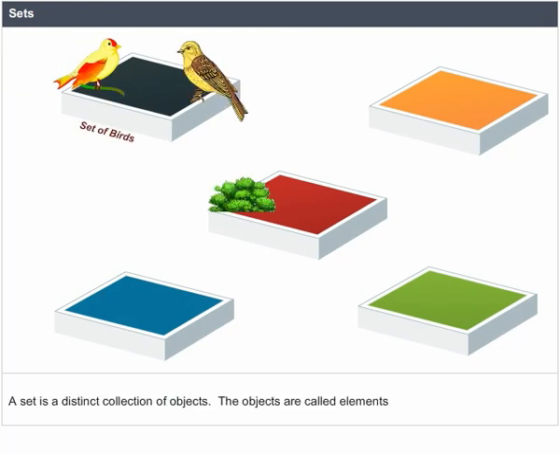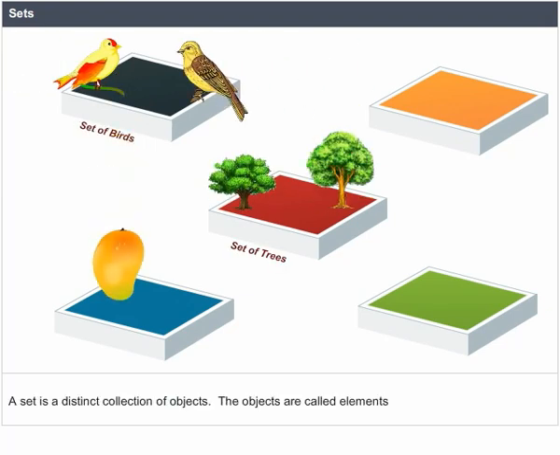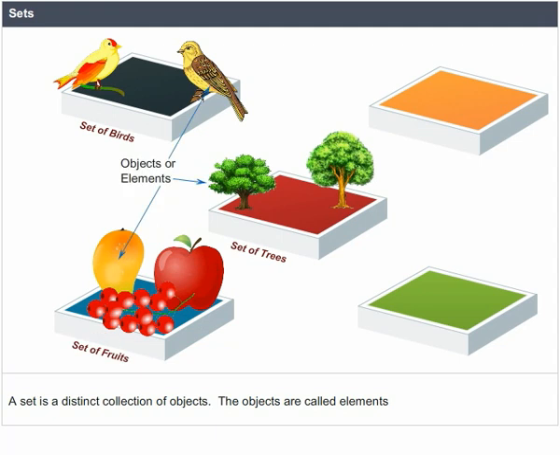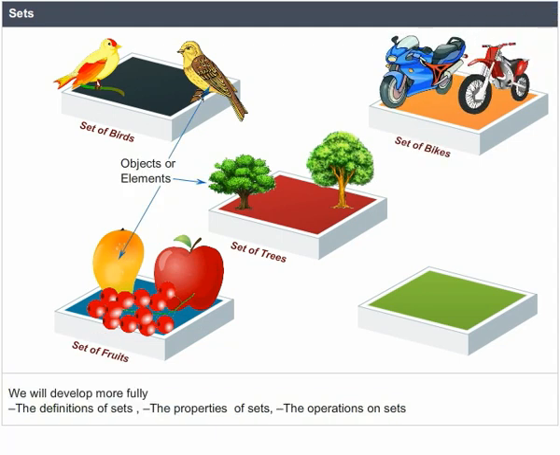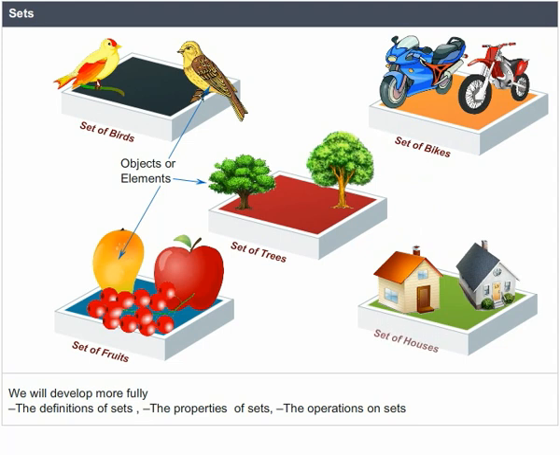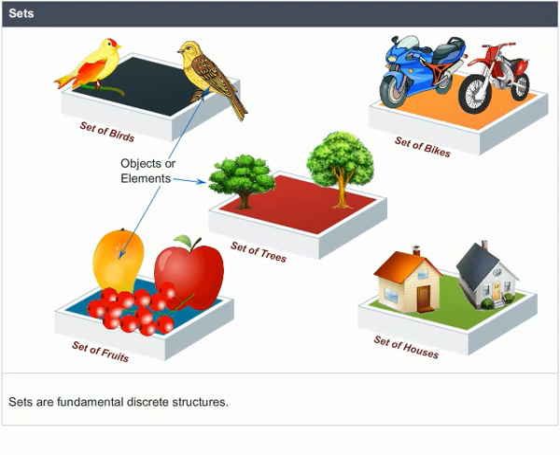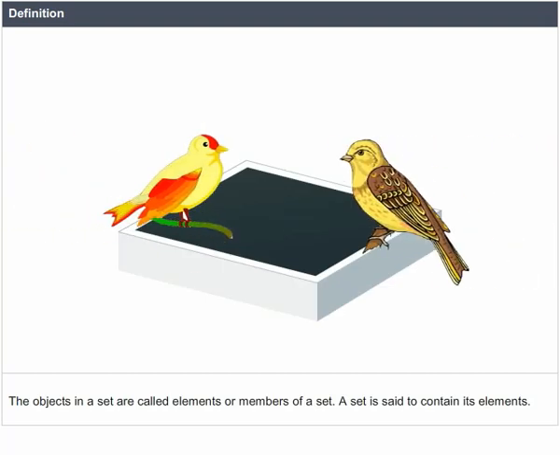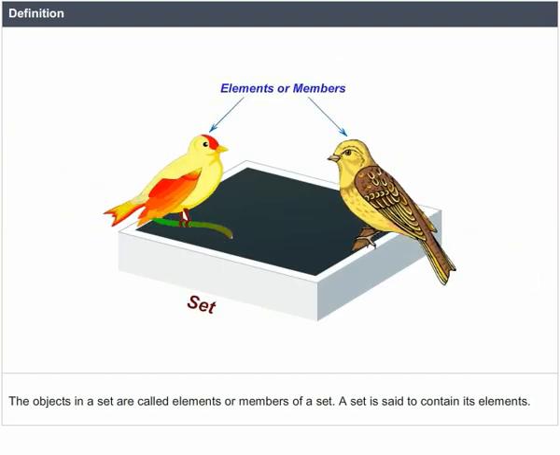Sets. A set is a distinct collection of objects. The objects are called elements. We will develop more fully the definition of sets, the properties of sets, the operations on sets. Sets are fundamental discrete structures. Definition. The objects in a set are called elements or members of a set. A set is said to contain its elements.